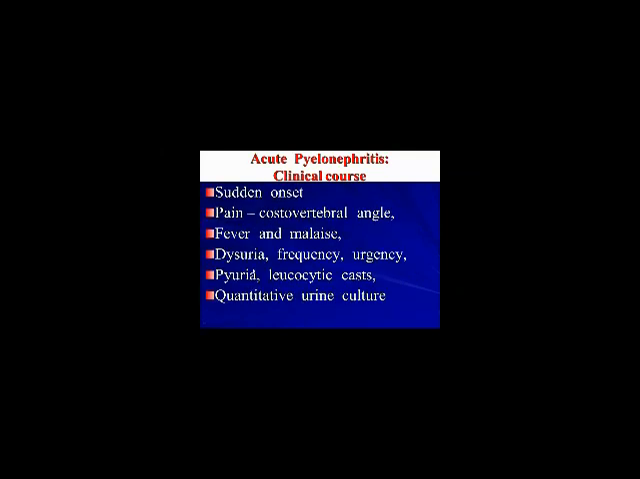Then pyuria. Pyuria means presence of WBCs in the urine. So if you do microscopic examination of urine, pus cells will be present. But from these pus cells, you cannot differentiate whether they are coming from the lower urinary tract or from the kidney. To differentiate this, you will have to look for the leukocytic cast. These are the collection of WBCs in the renal tubules. So the presence of cast is a confirmatory sign that kidney is involved in infection.